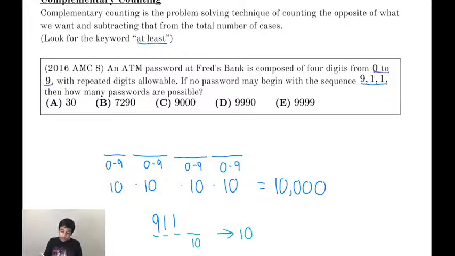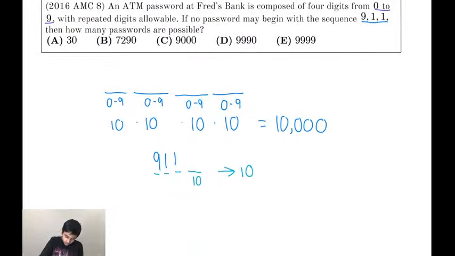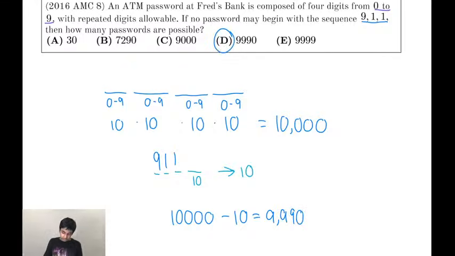And there are 10,000 total possible 4-digit passcodes. So overall, the number of passcodes is just going to be equal to 10,000 minus 10 equal to 9990. This is our final answer for this problem.